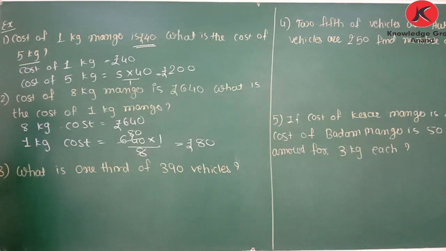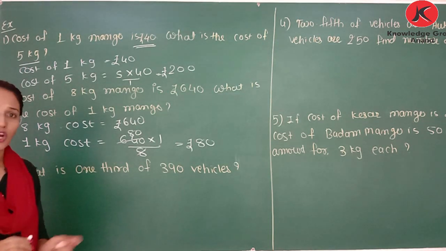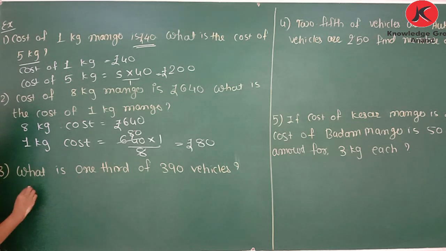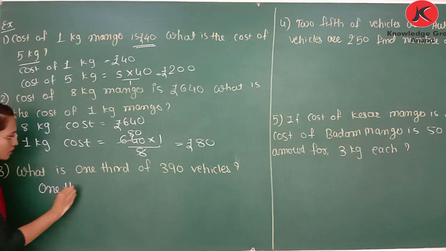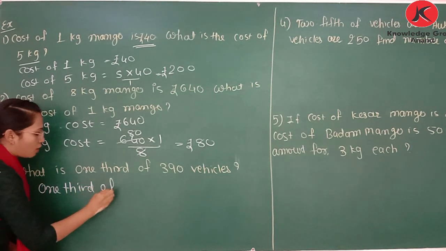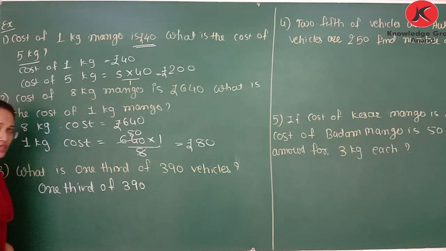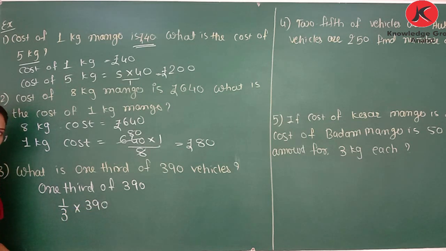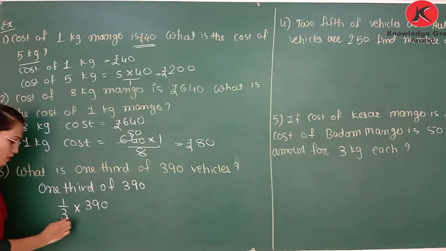We are solving the vehicles example, and we write out the statements. Okay, so what is 1/3 of 390? So we can write 1/3 of 390. So it is 1/3 multiplied by 390. Clear? Now it is division.